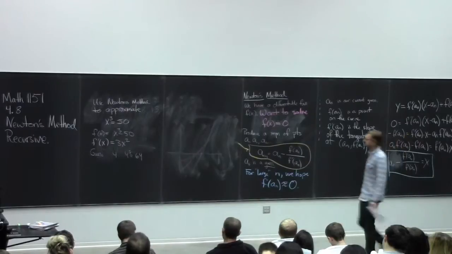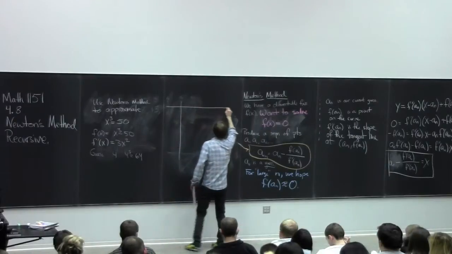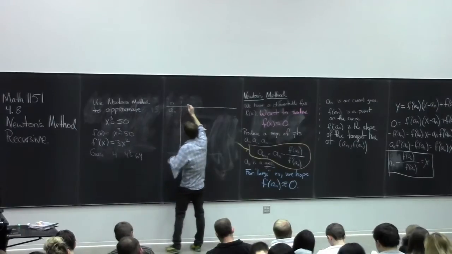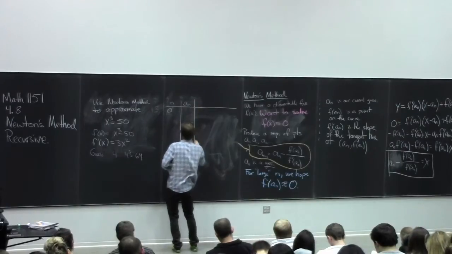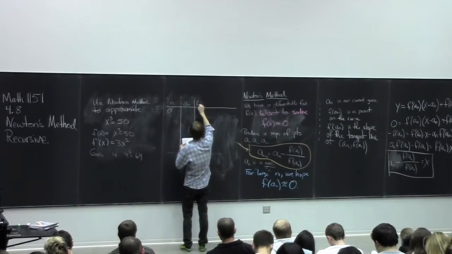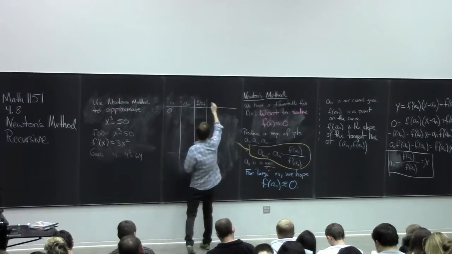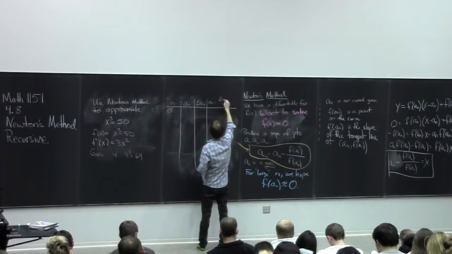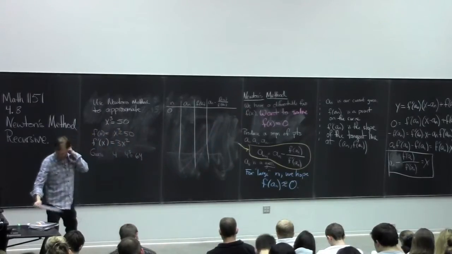All right. So the best thing to do here is you make a table. We'll have n here, a_n, f of a_n. Might have gone crazy with this table. And then this is our next guess: a_n minus f of a_n over f prime of a_n.